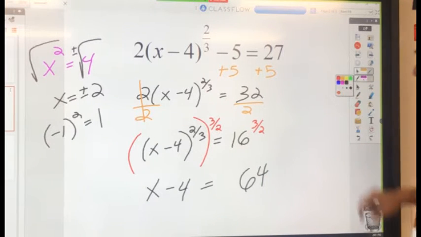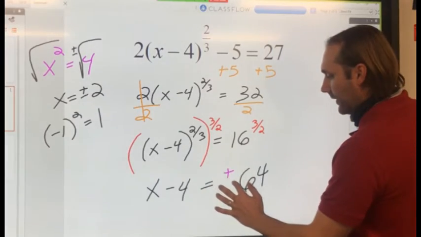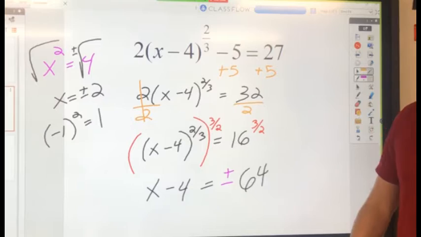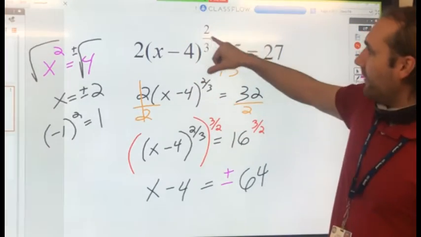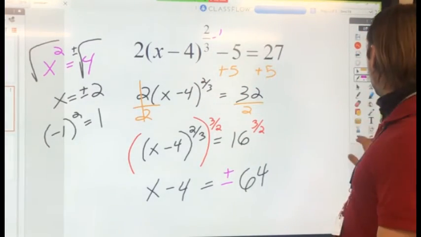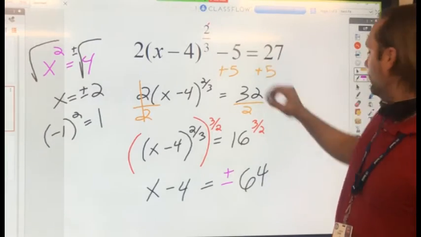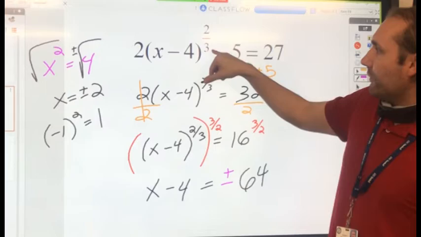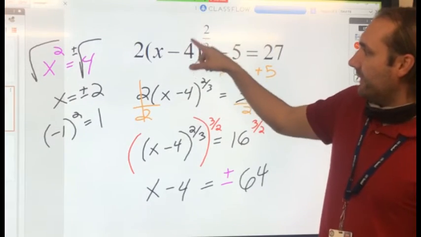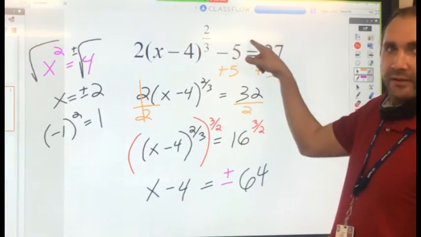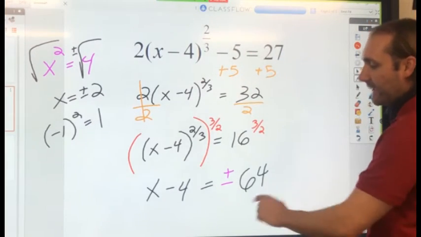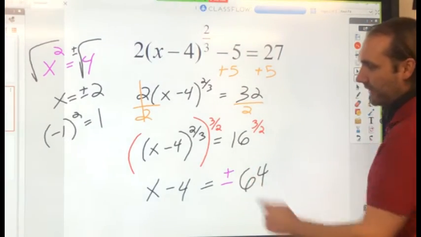This is going to turn into a plus 64 and a minus 64. Why? The reason is, what is my power? What is my exponent here? 2. I'm squaring this, right? I am taking the third root, but I'm also squaring this as well, which means anything in here that's a plus will come out positive. Anything in a minus will also come out positive. So down here, I need to account for that and account for the plus and the minus.